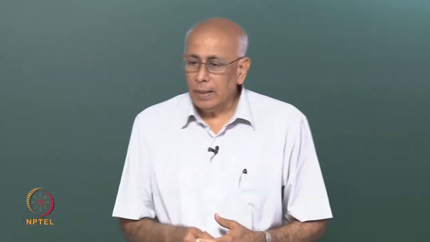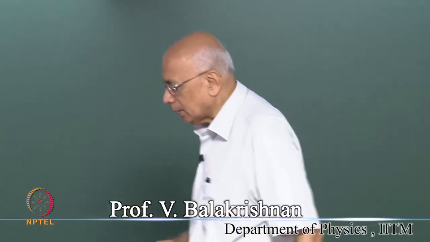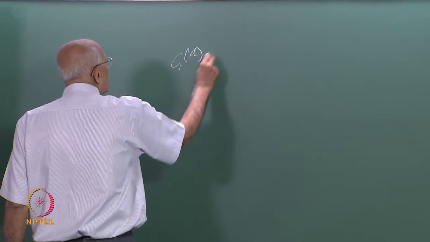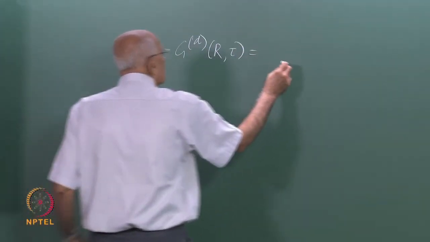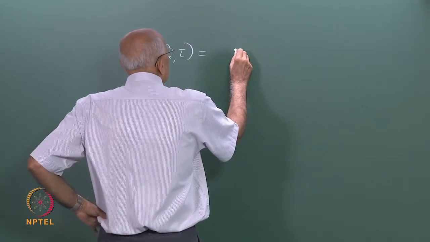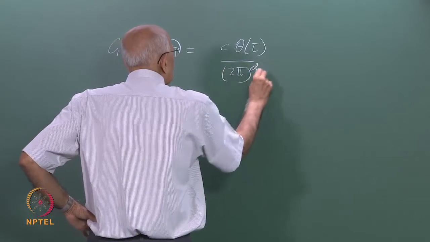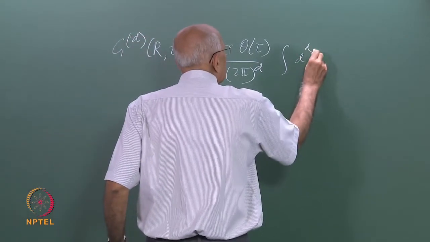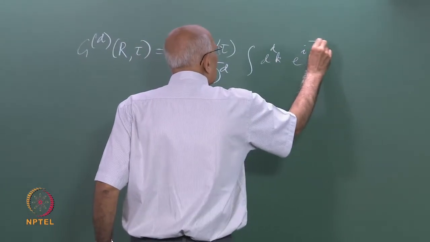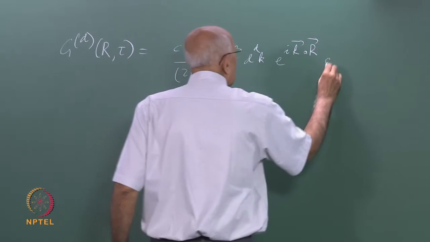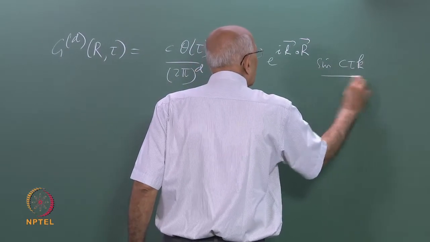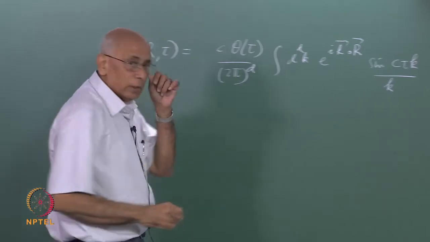So we had got to a stage where we were analyzing the Green function for the wave equation, the ordinary wave equation, and we found a formula for the fundamental Green function in d dimensions, which read something like: G_d of r and tau was, if I recall right, c theta of tau, and then a 2 pi to the power d, and then an integral d^d k in k space, e to the i k dot r, sin(c tau k) over k. This was the general expression.